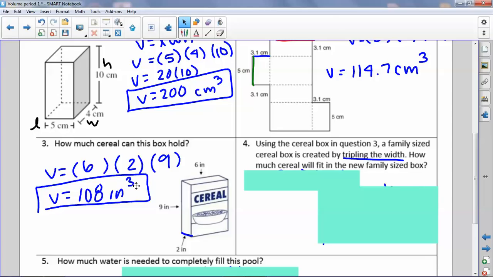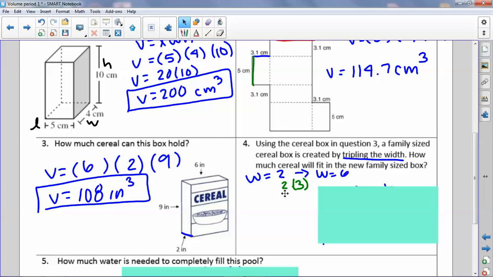Now, example 4. So you're going to use the cereal box from the previous question. A family size cereal box is created by tripling the width. That's very important that we notice that. How much cereal will fit in the new family size box? So they're taking this box that we have in example 3, and tripling the width. The width here happens to be 2 inches. We just picked 2 to be the width. So if I'm going to triple that, that means it's going to be 3 times bigger than 2 inches. So that means our 2 inches now goes to 6 inches.